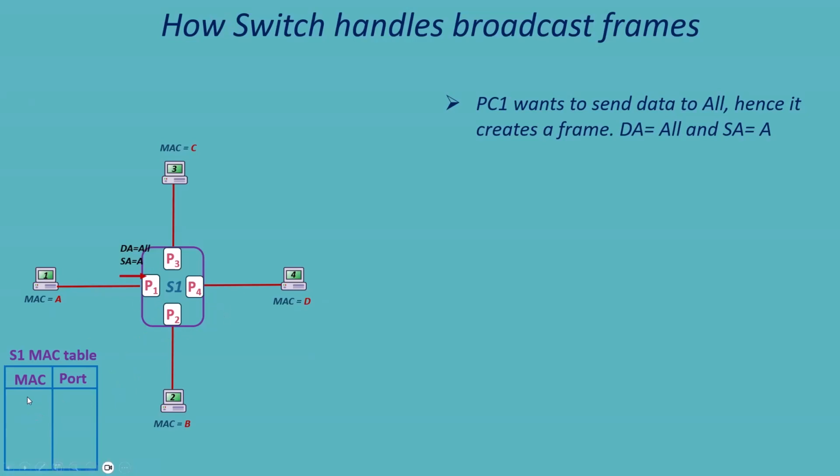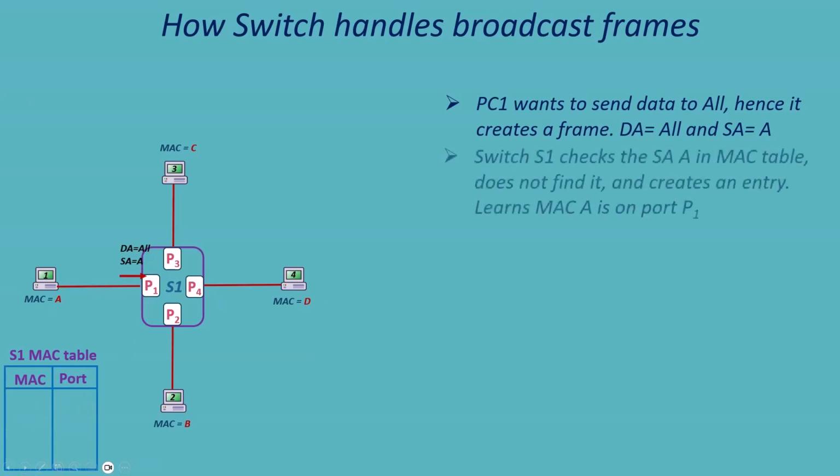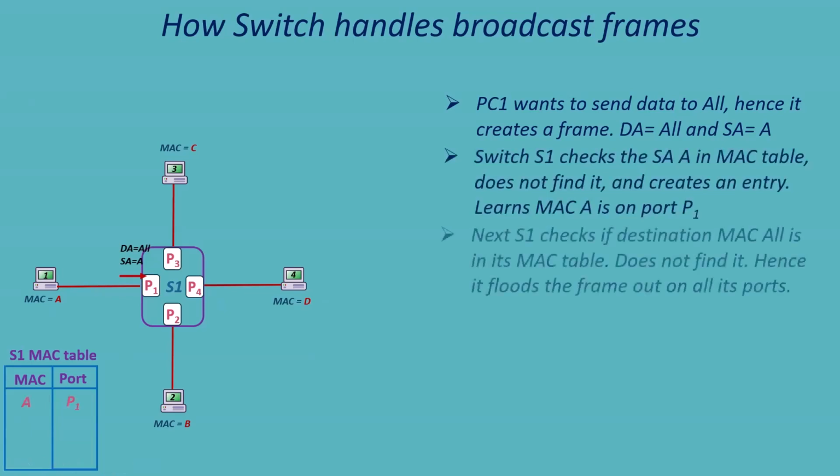Check whether A is in the MAC table or not. It is not there, so create an entry for A in the MAC table at the corresponding port P1. That is what it should do, right? So here it does it. Next, check the destination address field. It is all, right? All is not in the MAC table and it will never be in the MAC table.